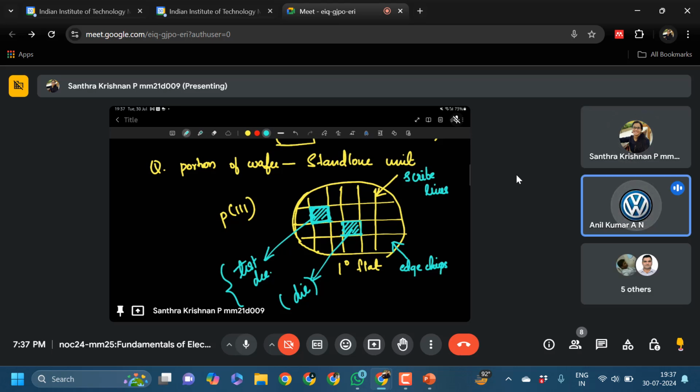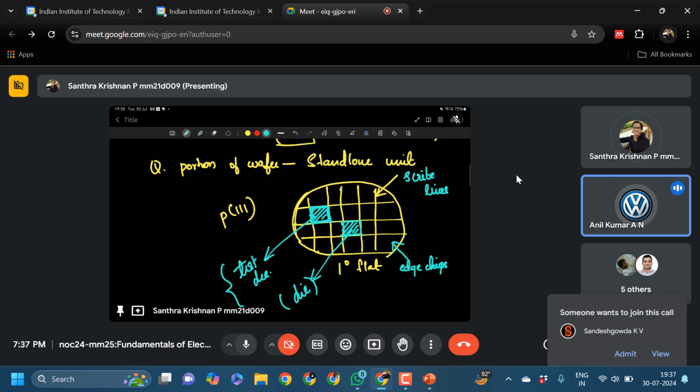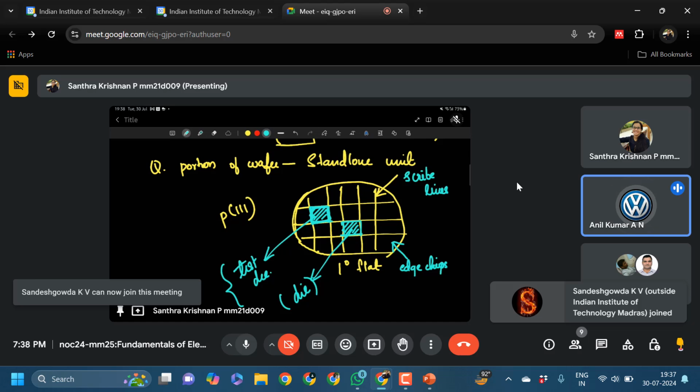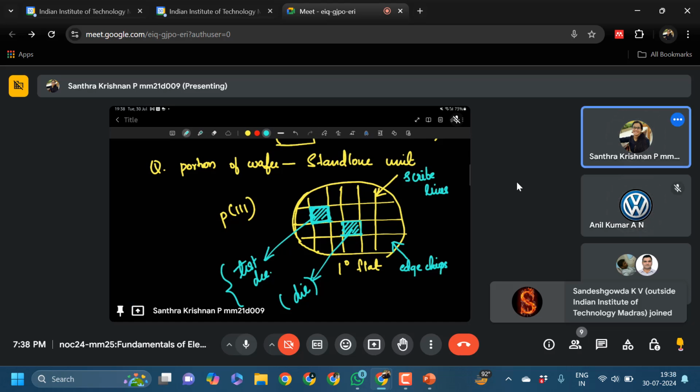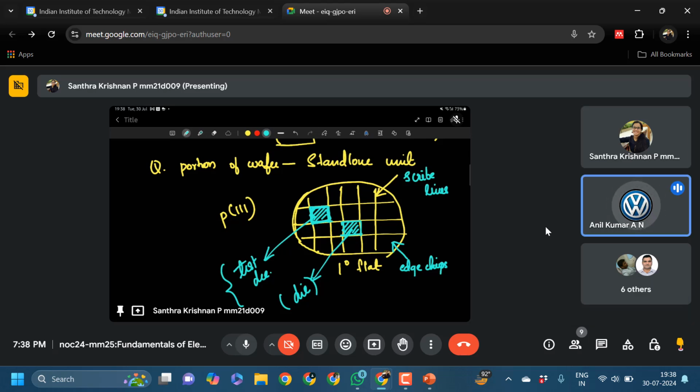My question was, ma'am, since we have a test die, after every process we will measure the test die parameters and conclude that our process has gone well. For example, you have taken these two as your test dies, and after one process you are planning to measure these two. Why only those two? You can measure some other two also, no?